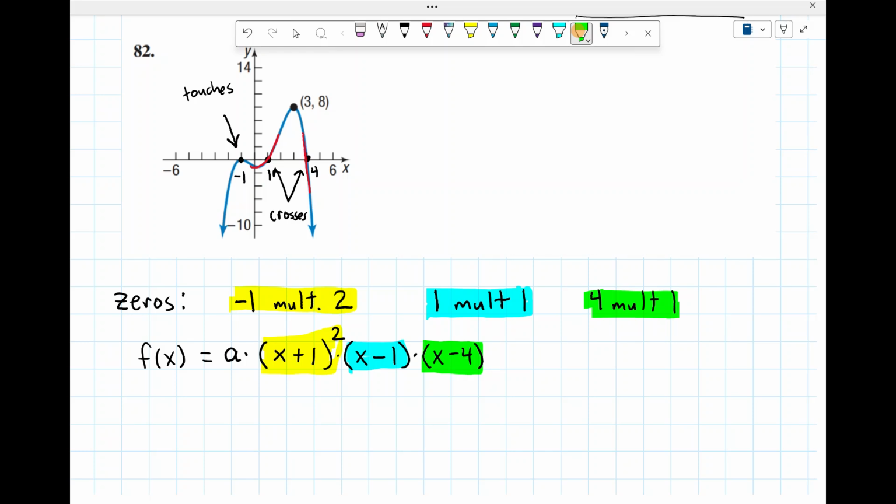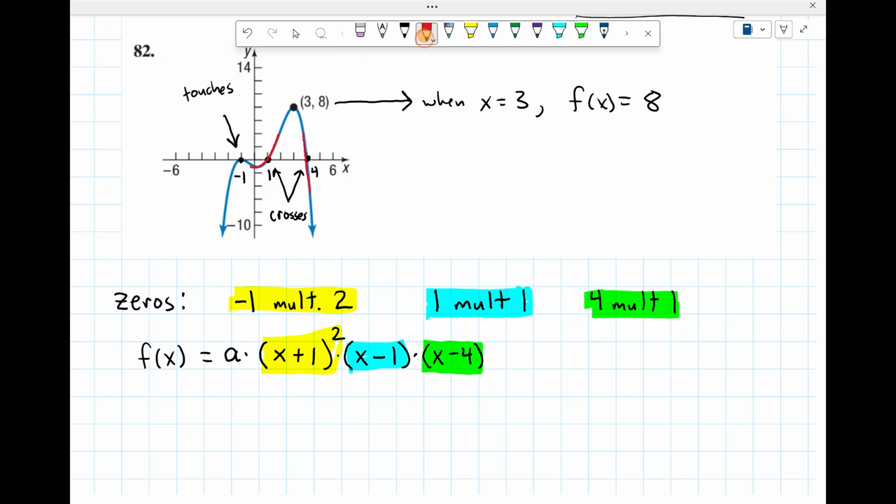All right, so we are very close to having an equation. The only issue is we don't know what a should be. Sometimes, or in this case, they give us a point, and that tells us that we can find the exact a. So since we have this point, we know that when x is equal to 3, f of x is equal to 8. And so what we're going to do is plug in for f of x and for x, and then we're going to solve for a.